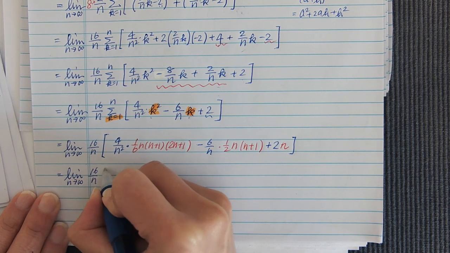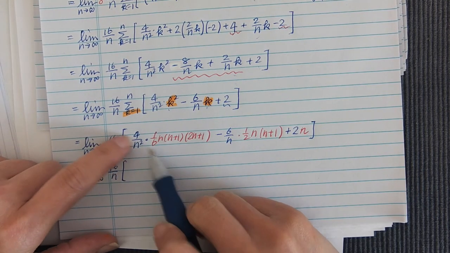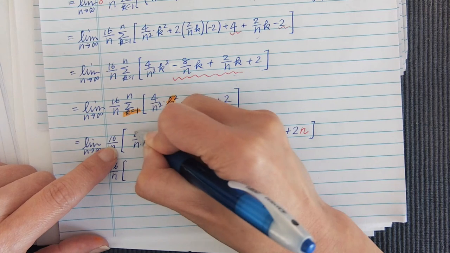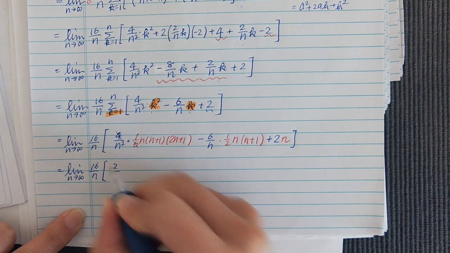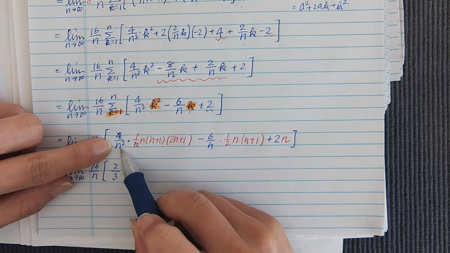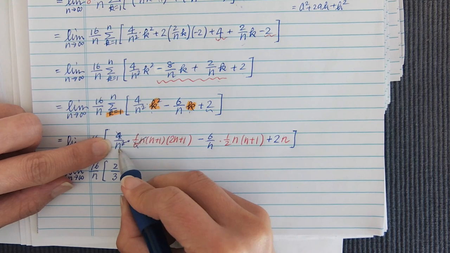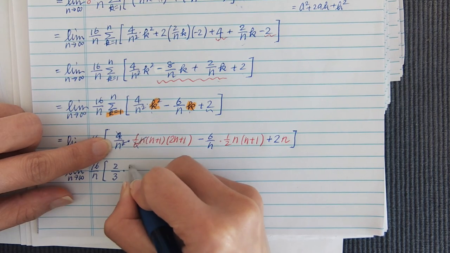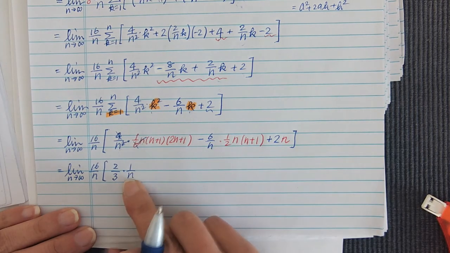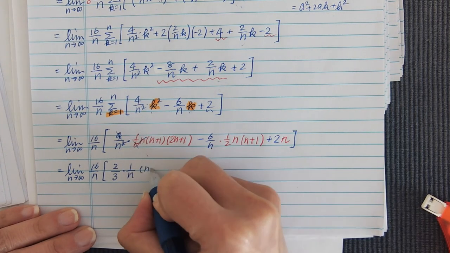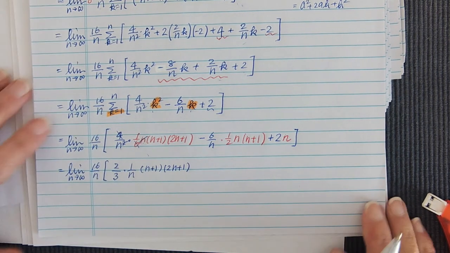16 over n, I'm not going to touch, I just leave it for now. Can you cross out 6 and 4? That's what you get, right? That's 2 thirds, 2 over 3, and also this n and n squared, we can cross out. So it's just 2 over 3n, or 1 over n. And then this one, you don't need to touch n plus 1, 2n plus 1. So far, at least it's a little better.